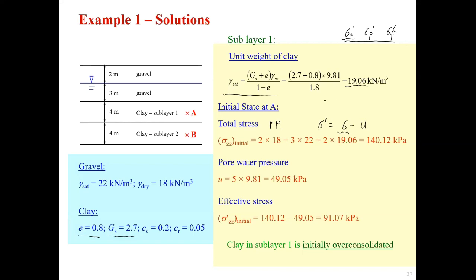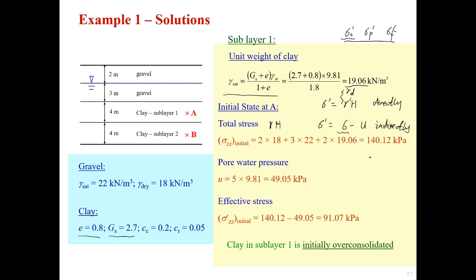You can also do it the other way: effective stress also equals gamma H, and this gamma is either gamma prime or gamma D. So you can do it either directly or indirectly. I think in the previous tutorial, we already practiced a lot. One is the direct way, the other is the indirect way. Now we just go for the indirect way.